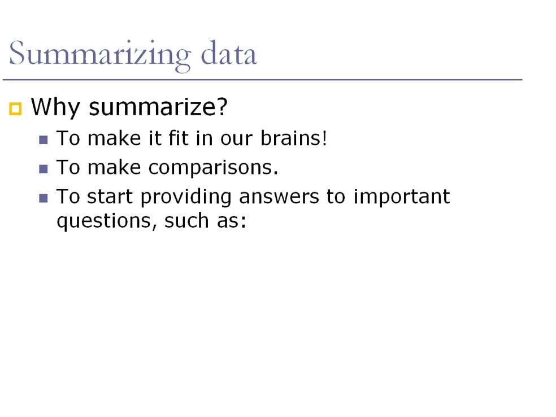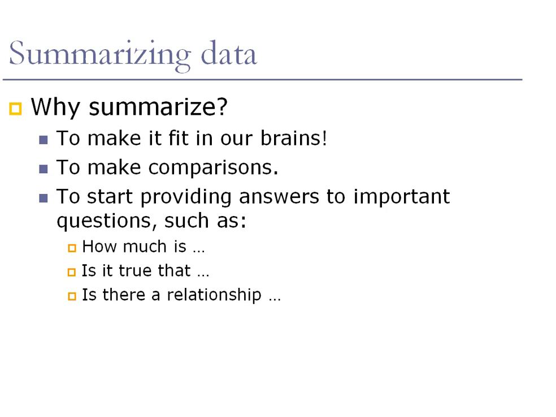Also, once we have done that, we can start giving answers, or working towards the answers, to important questions, such as how much is things like the average or the variability or the height, or whatever it is that we're looking at in a population. The other thing is we can try to ask questions of the type, is it true that, which is a basic kind of research question, and so we'll try to address those questions by comparing or analyzing these summaries. And also sometimes we're going to look at relationships between or among variables, and again those are going to be done by looking at these summaries.